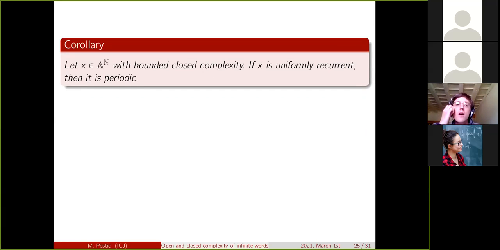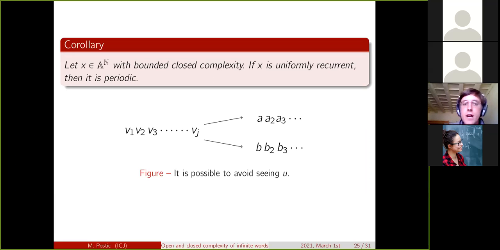So a corollary of this lemma is the following. If you take an infinite word with bounded complexity which is recurrent, uniformly recurrent, sorry, then it has to be periodic. So why is that true? Well, you can always consider a very long factor v of this word x. And the idea is that if you consider a well-behaving enough factor of x, you can construct a word as long as you want which is a factor of x and which avoids u. And this is not possible because x is supposed to be uniformly recurrent.